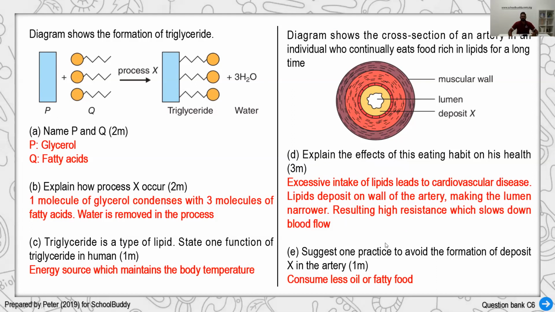So what is the practice to avoid this kind of issue? It is basically to consume less oily or fatty food, and more fibers, and if you want to eat, make sure you eat according to the food pyramid that we know.